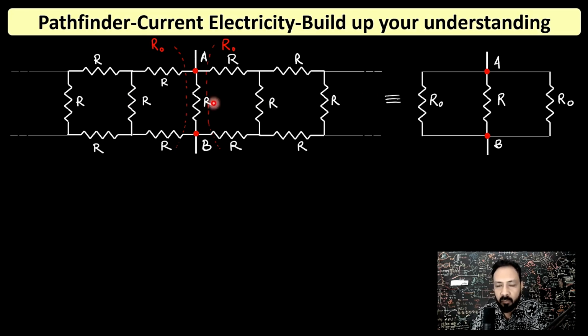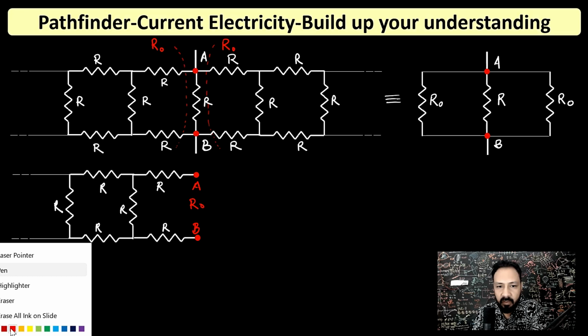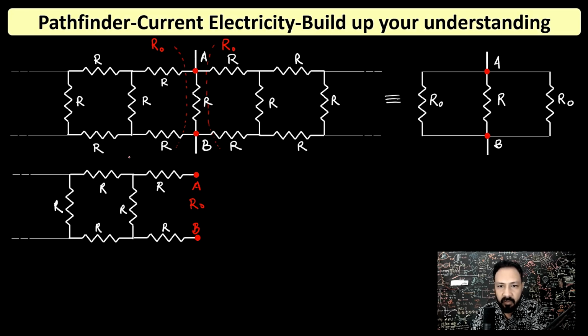Now to find this R naught, I mean the equivalent resistance of either the left part or the right part of AB, let me draw the left part. This is the left part of AB, so that whole resistance is R naught. Because this is an infinite ladder, if I remove this part, the resistance between A and B would be the same. And the resistance between, say, C and D, because whatever you look from A and B will be the same as what we look from C and D. So if the equivalent resistance between A and B here is R naught, the equivalent resistance between C and D will also be R naught.